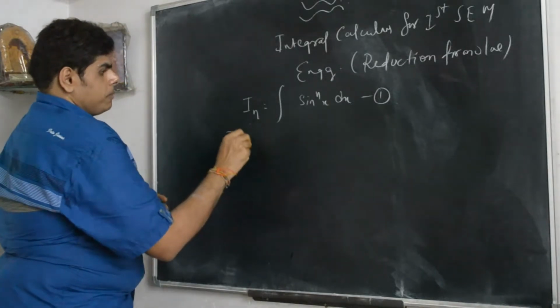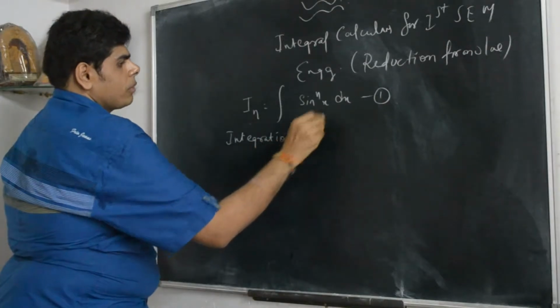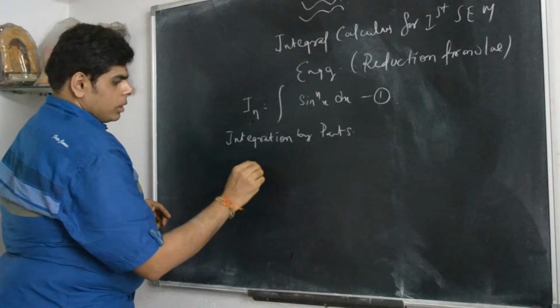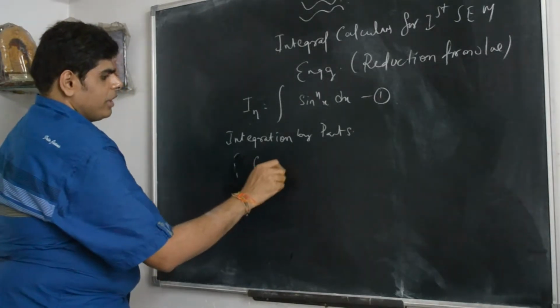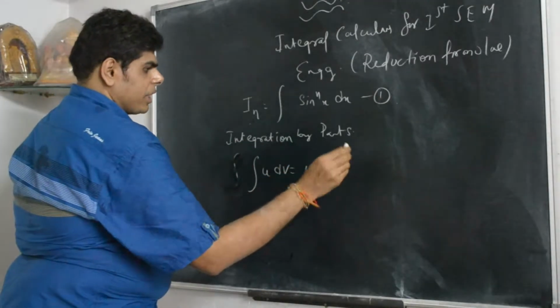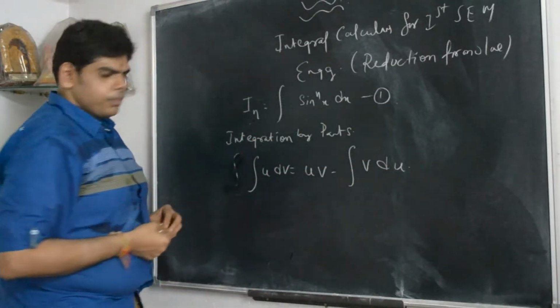The foremost thing this requires is integration by parts, which is 12th standard basics. Integration by parts is given by the integral of u dv is equal to uv minus the integral of v du.